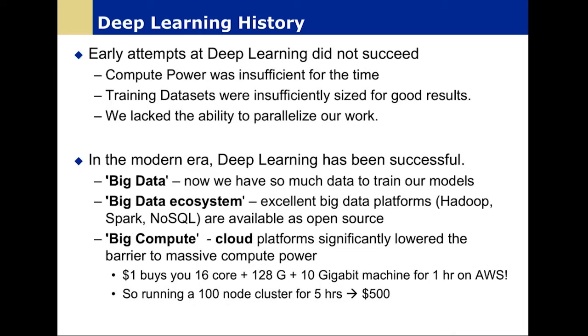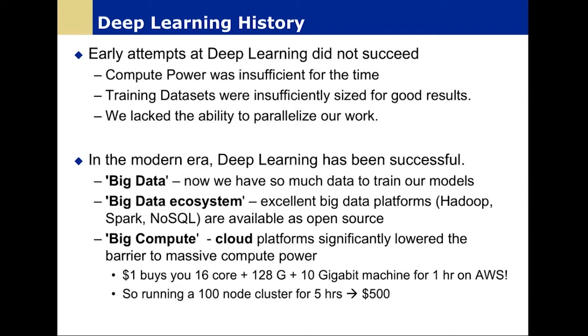So, a bit of history of deep learning. Neural networks have been around for some time, but there were some early attempts that didn't quite succeed because of a lot of reasons: compute power being insufficient, training data sets being insufficiently sized, and the lack of the ability to parallelize. But now we have several things that have made our efforts more successful, one of which is big data. So now we have the ability to have lots of data to train our models.